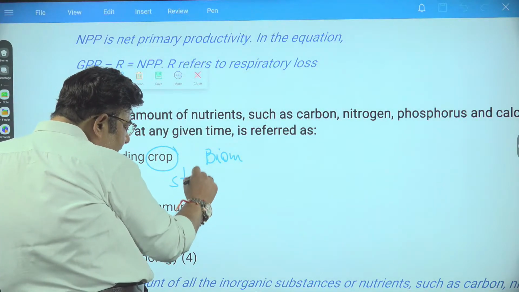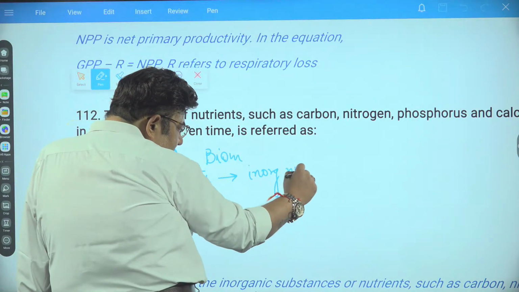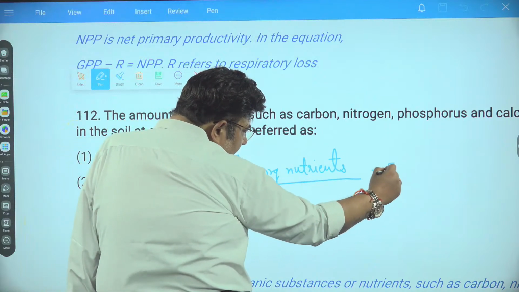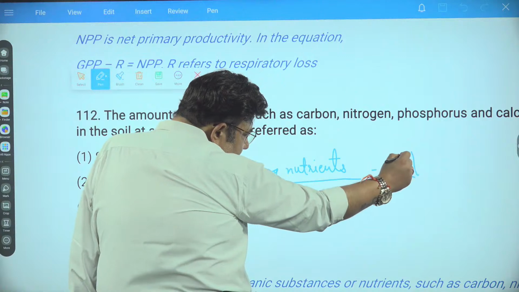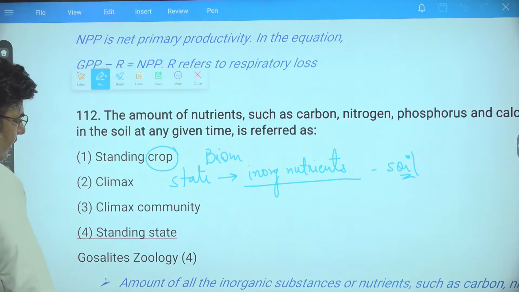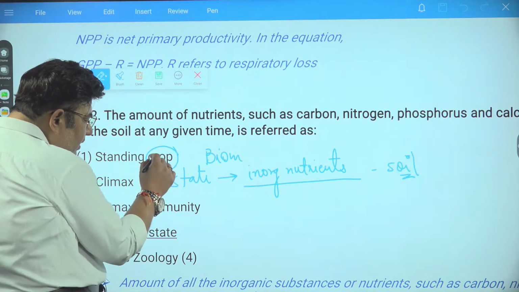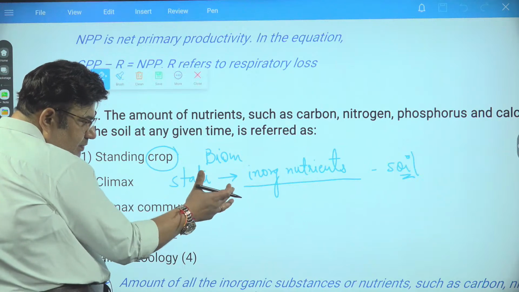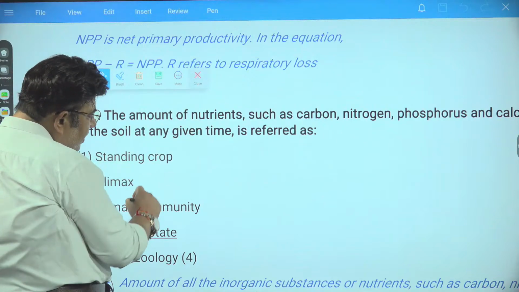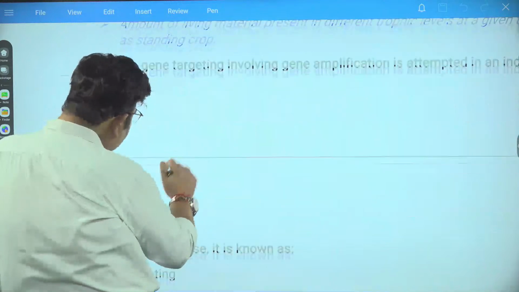Whereas standing state is the total inorganic nutrients. And where are these nutrients present? Of course, they are present in the soil. The total inorganic nutrients present in the soil at any given point of time is called standing state. Now, if you are confused between crop and state, you can relate crop to plants. Crop means life, life is organic, like that you can relate, okay? And state is the other, so you can easily differentiate between them.